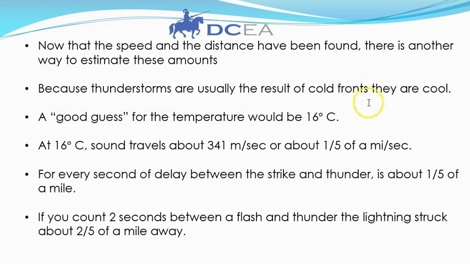Now that the speed and the distance have been found, there's another way to estimate these amounts. Because thunderstorms are usually the result of cold fronts, they're very cool. A good guess for the temperature would be about 16 degrees Celsius. At 16 degrees Celsius, sound travels about 341 meters per second, or about 1/5 of a mile per second. So, for every second of delay between the strike and the thunder, it's about 1/5 of a mile. If you count 2 seconds between a flash and thunder, the lightning struck about 2/5 of a mile away.